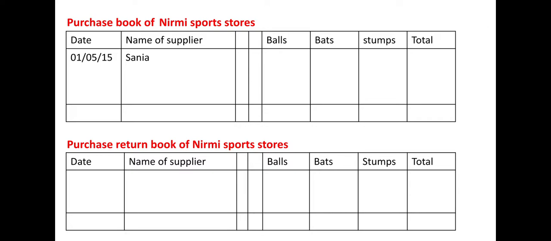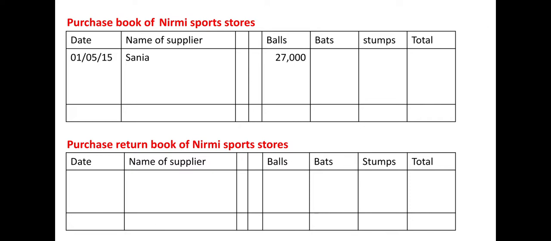Now what are we buying, student? We are buying balls, 200 balls at the rate of 150 per piece. So 200 multiplied by 150 will give you 30,000. So we are buying balls of 30,000, but there is 10% discount. So 30,000 minus 10% of 30,000, that is 3,000. So the final amount will come to 27,000. So we are buying balls of 27,000.